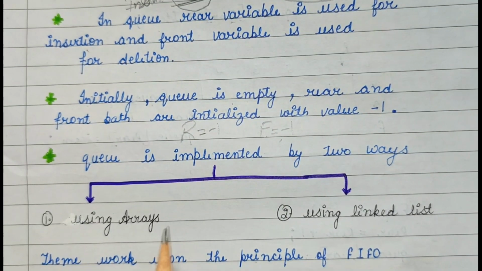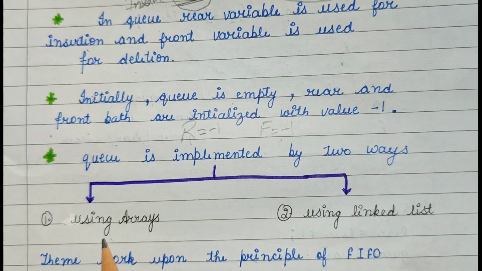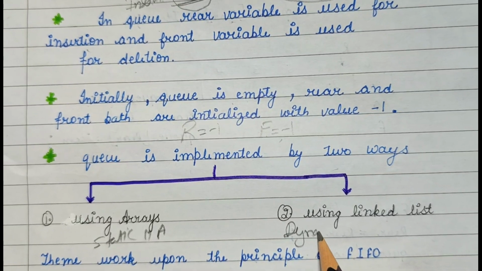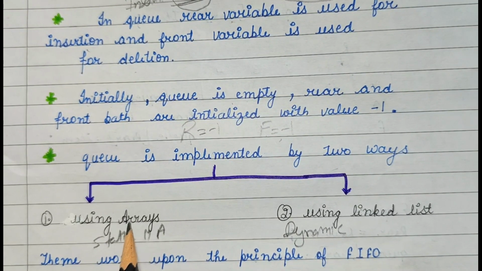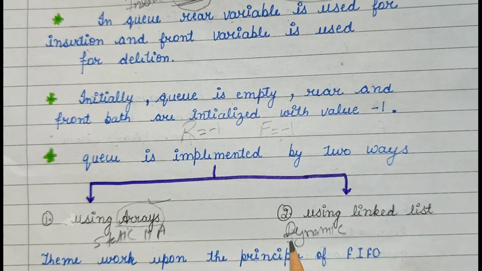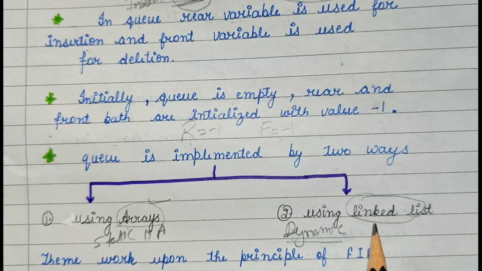Now all of you know a queue is implemented in two ways. One is using arrays, second one is using linked list, because we have two types of memory allocation. One is static memory allocation, another one is dynamic memory allocation. If you want to implement a queue using static memory allocation, at that time we implement the queue using arrays. If you want to implement a queue using dynamic memory allocation, then we use a linked list.